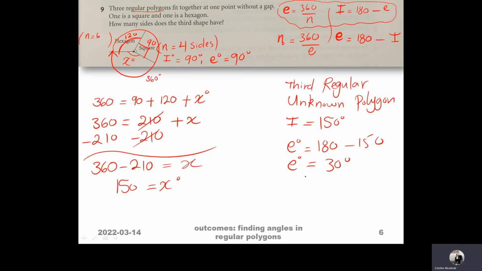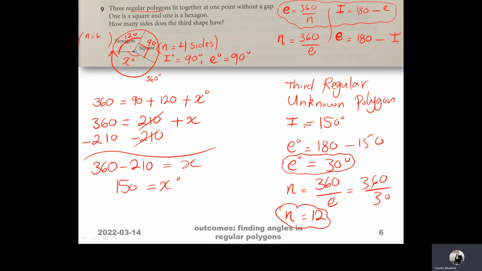How can I find the number of sides? I'm going to use the rule N equals 360 divided by E. So it will be 360 divided by 30. So N will come down to 12 sides. So this unknown regular polygon has 12 sides. The exterior angle is 30 degrees and the interior angle is 150 degrees.